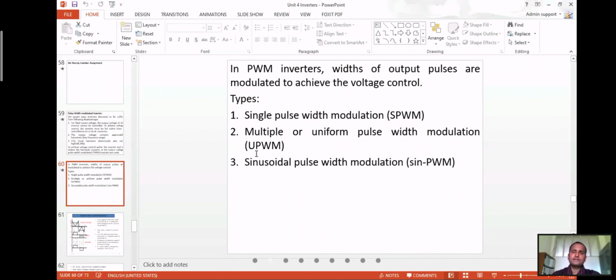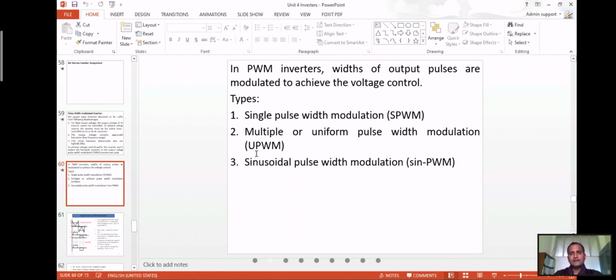In pulse width inverters, the width of the output pulses is modulated. It means the width of the pulse: you have one pulse, one cycle, and that total time period is T equals 1 by f. The frequency can also be controlled. So it depends on how long you are going to trigger, that means at what firing angle. That will depend on the output frequency, and the output voltage can also be controlled.